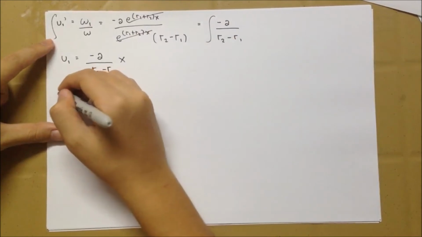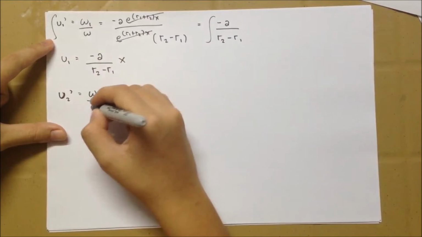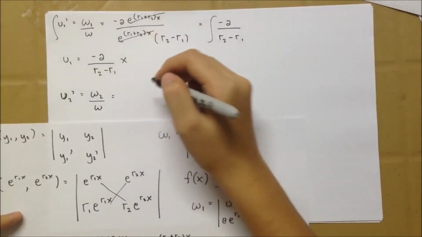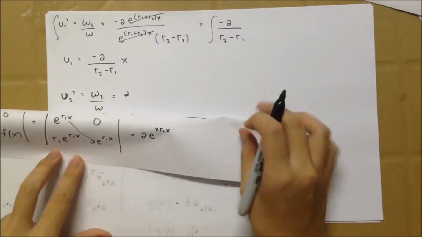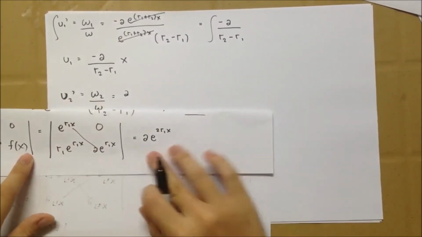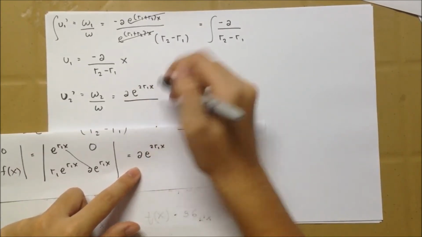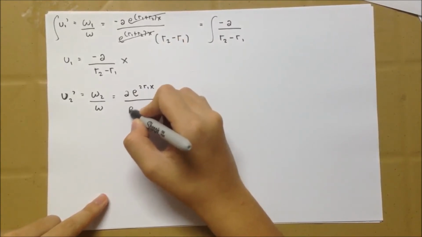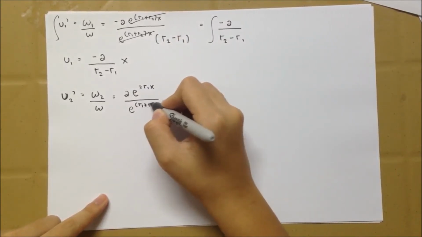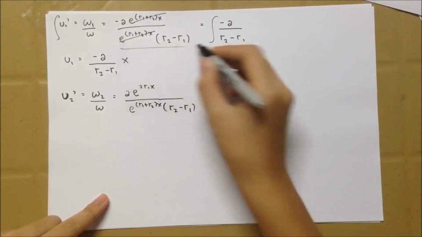So for our u2 prime, it is just equal to w2 over w, where our w2 is equal to a e to the 2 r1x, over our w, which is just equal to e to the r1 plus r2 x times r2 minus r1.